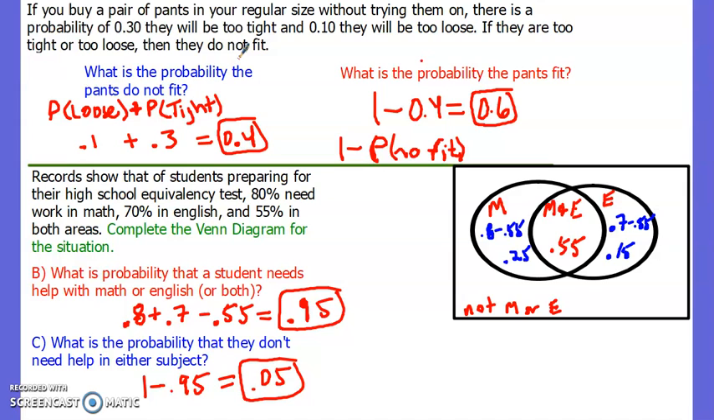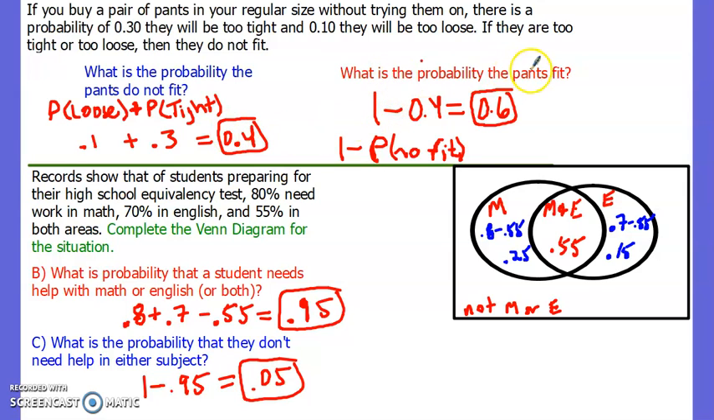Alright, so when we're talking OR, just a reminder for you, we've just been talking about the probability of being too loose or too tight for the pants example up at the top. Both of those would mean they don't fit. So again, what's the probability the pants don't fit? Well, they could be too loose or too tight. So 0.1 plus 0.3 is 0.4.